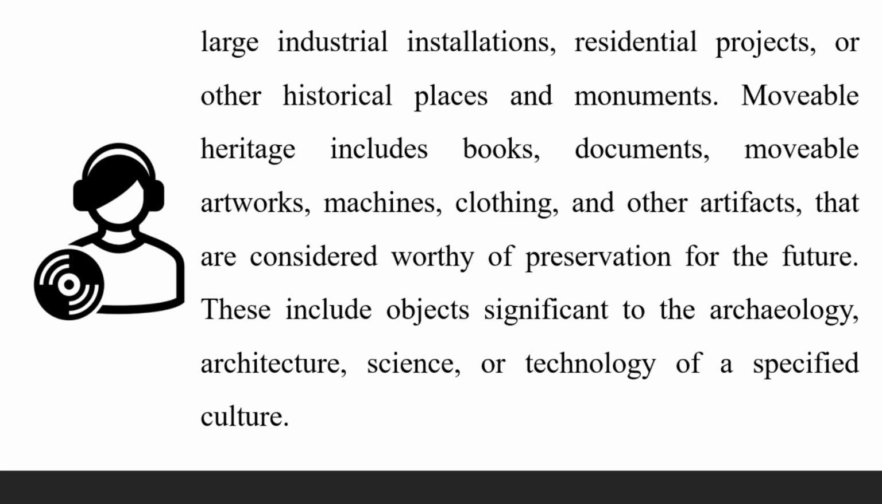Immovable heritage also includes large industrial installations, residential projects, or other historical places and monuments. Movable heritage includes books, documents, movable artworks, machines, clothing, and other artifacts that are considered worthy of preservation for the future. These include objects significant to the archaeology, architecture, science, or technology of a specified culture.